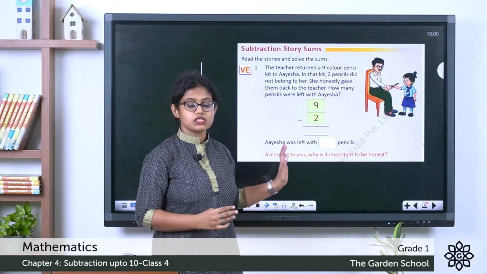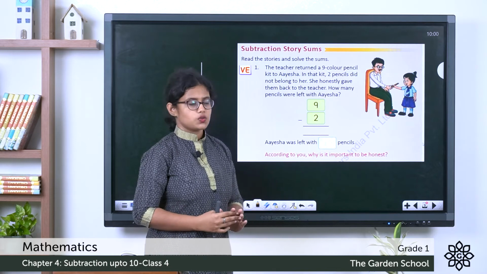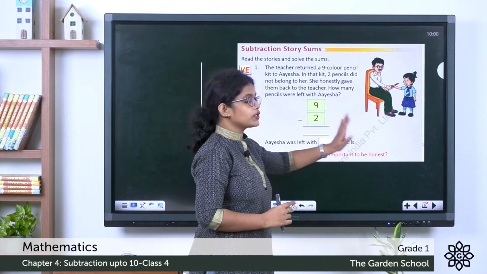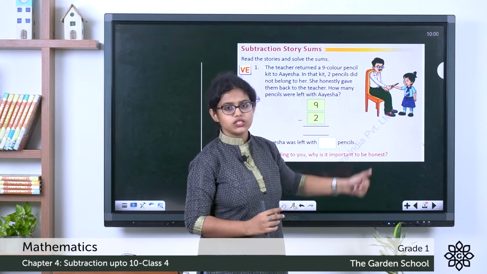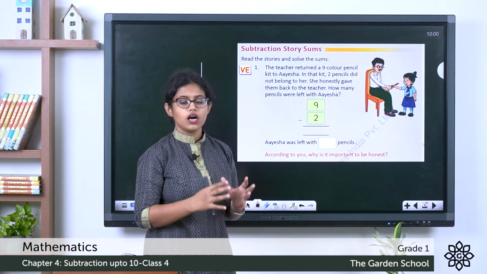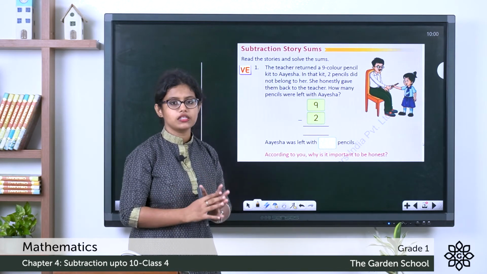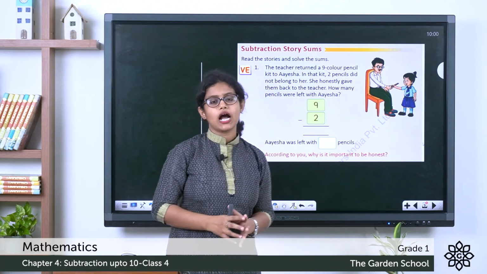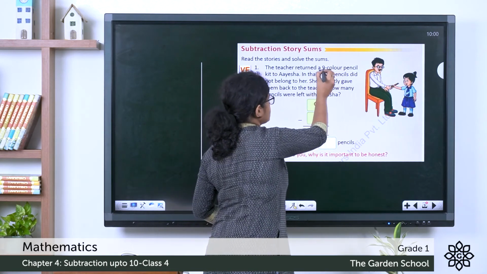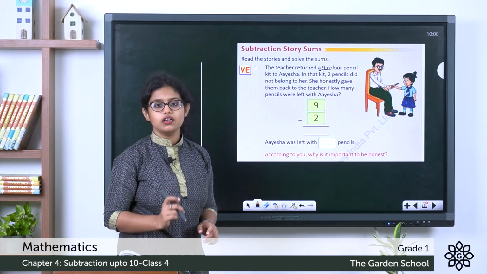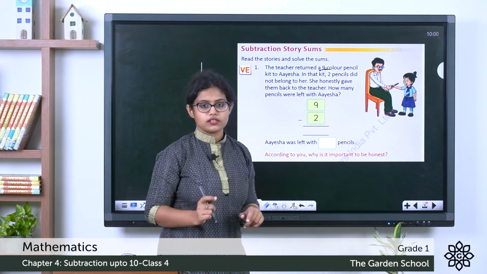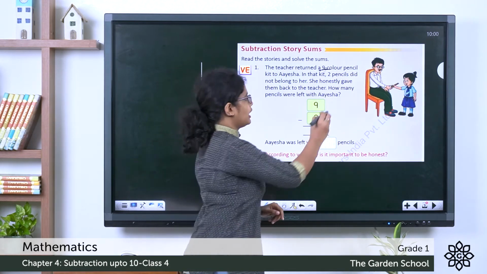Coming to the next one, subtraction story sums. Let's read this and do it. The first one, here you can see a little girl and her teacher. The teacher returned a color pencil kit to this little girl named Aisha. In this kit, there were 9 color pencils. And she came to know that 2 of these pencils did not belong to her.